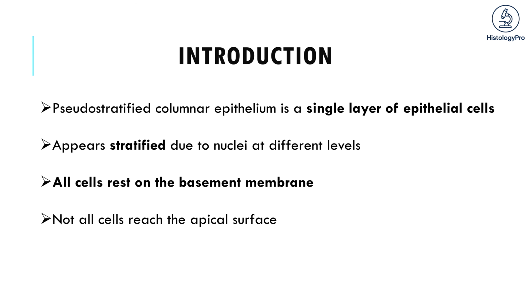So combining these together, it is a single layer of epithelial cells which appear stratified, but they are not, because the nuclei are located at different levels. They look multilayered, but all the cells are in contact with the basement membrane, and not all of them reach the apical surface, or what we know as the free surface.